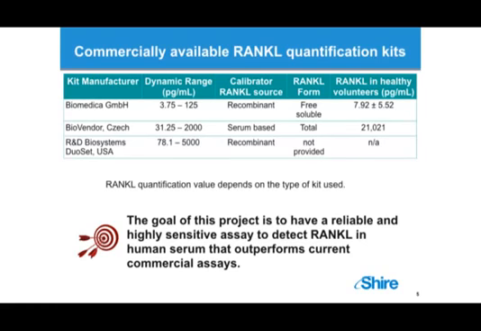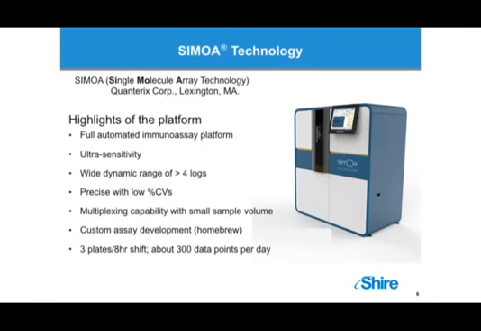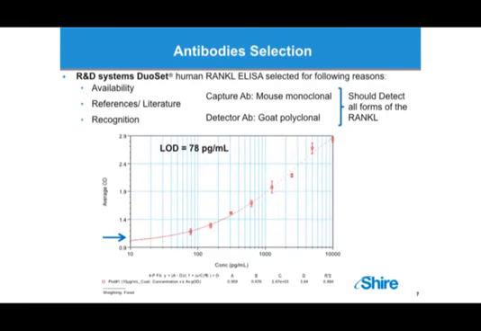So the goal of my project is to develop a reliable and highly sensitive assay to detect RANKL in human sera that outperforms the commercial assays. For that, we now have a new tool, SIMOA Technology, and they say it's reliable and ultra-sensitive, so we want to try this out. Thank you to the earlier presenters, we got a lot of background about SIMOA. So I'm going to skip this slide and go into the next step in assay development.